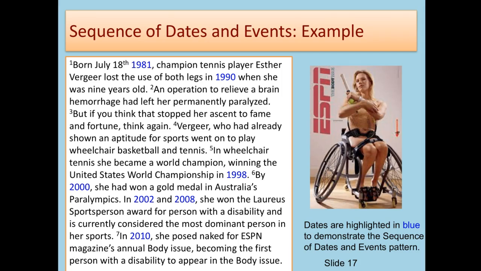So while the early dates in this paragraph trace her accomplishments in overcoming an obstacle, it all led up to what was perhaps for her the most challenging of all the accomplishments, which was to pose naked for the ESPN body issue.